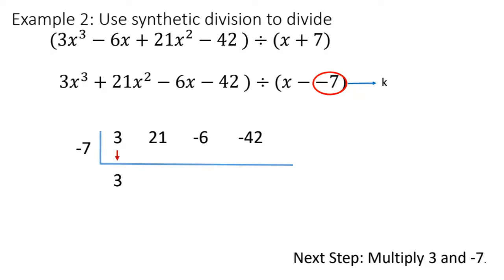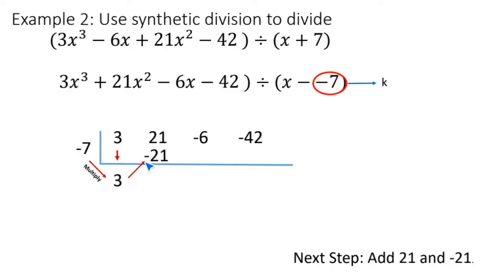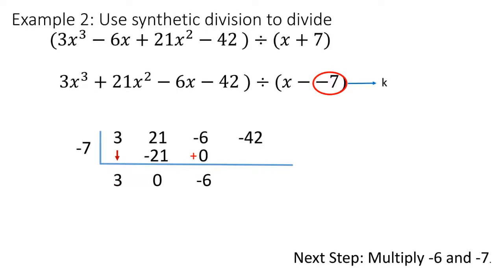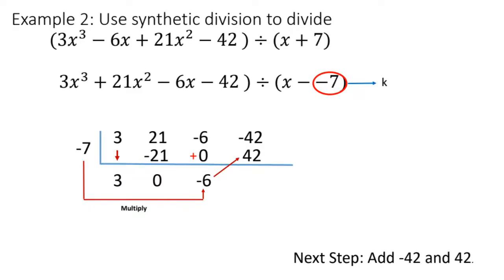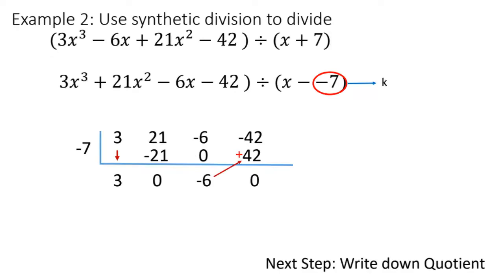We're going to bring down the 3, multiply times negative 7. So we get negative 21. And 21 plus negative 21 is going to be 0. And we start the process again. 0 times negative 7 is 0. Plus a negative 6 is negative 6, times negative 7, and that's going to be a 42. And if we add negative 42, then we end up with 0.